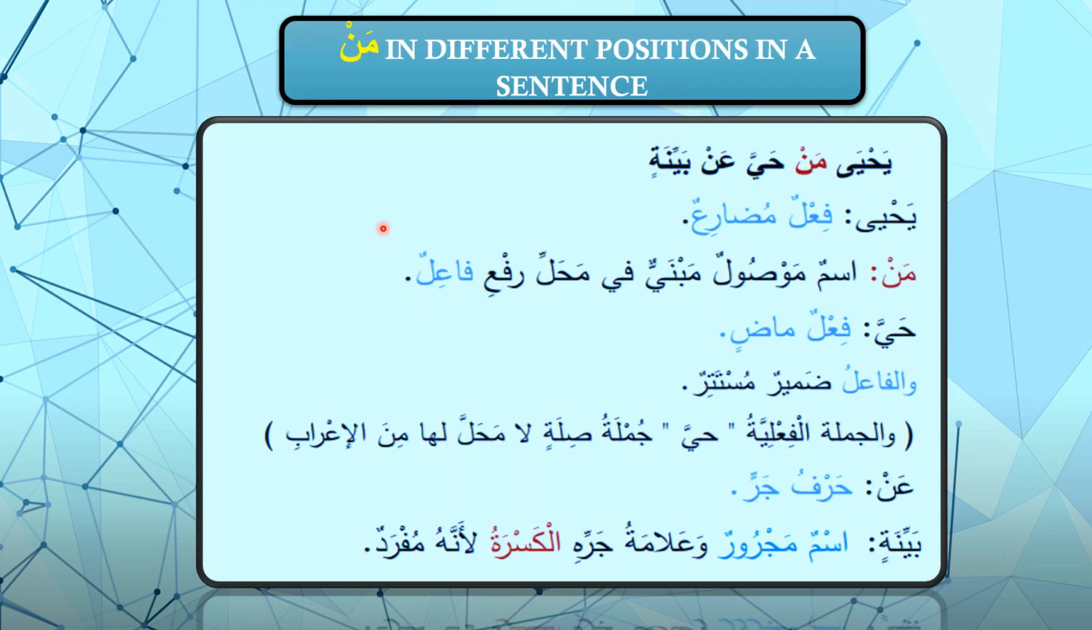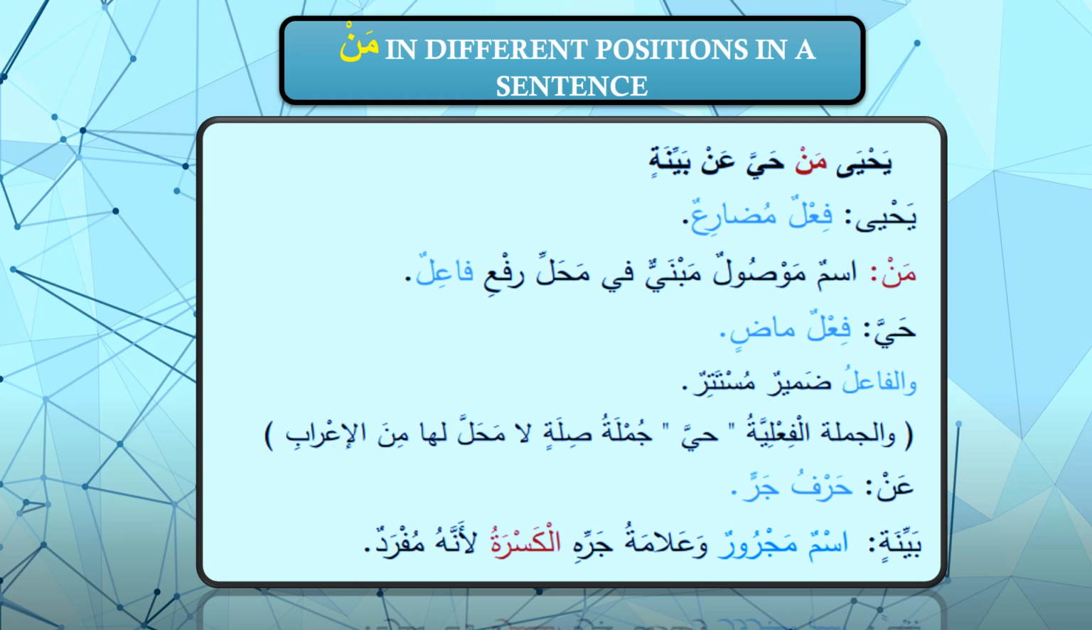Let's do the i'rab on man. So the first sentence here we get is Yahya, man hayya. Hayya is the past tense, and from this past tense you get the present tense Yahya. So both the verbs have the same meaning, to give life. An bayyinatin. Now here Yahya is the fi'l mudari. So how do we do the i'rab here?